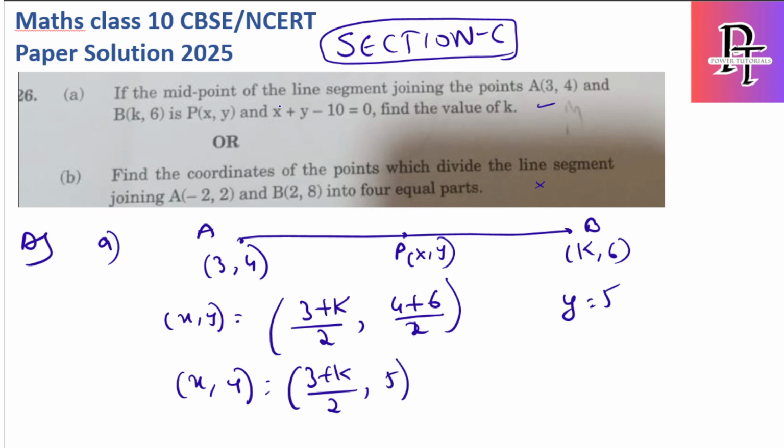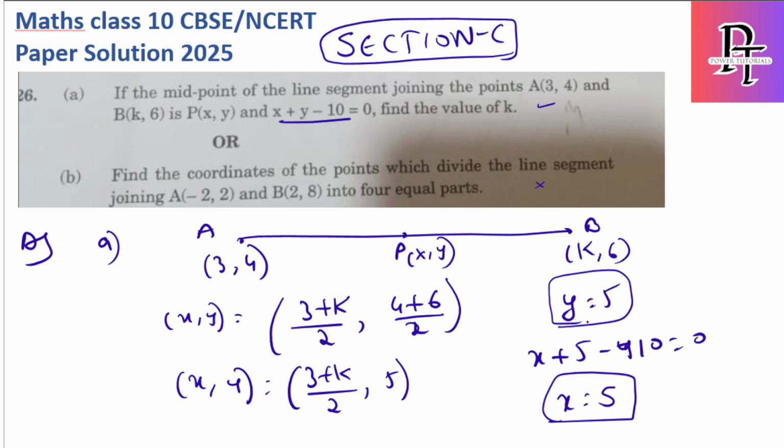So what is the other condition they have mentioned? x plus y minus 10 is equal to 0. So x plus 5 minus 10 is equal to 0. So x is equal to 5 minus 10, which becomes minus 5. If we move it to the other side, it becomes plus 5. So the x value is 5, and the y value is 5. But they're not asking for the x and y values. They're asking for the k value. So how do we find the k value?